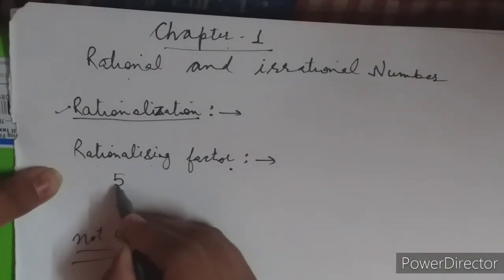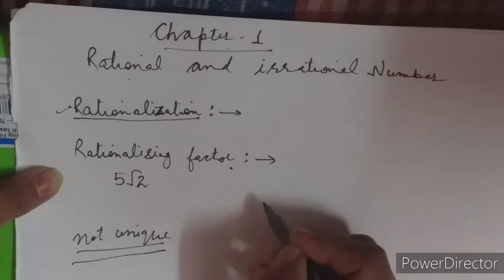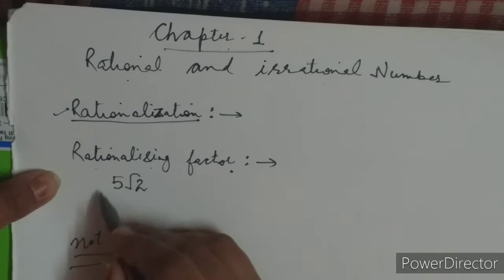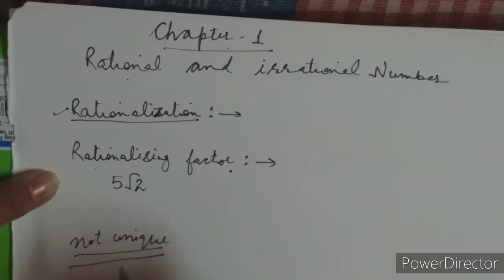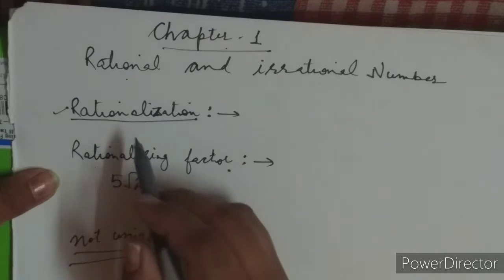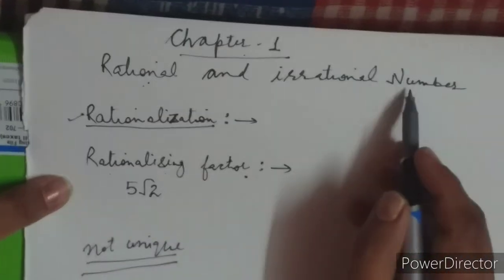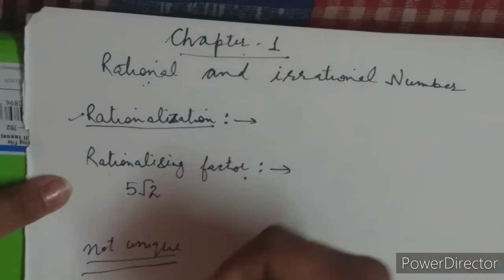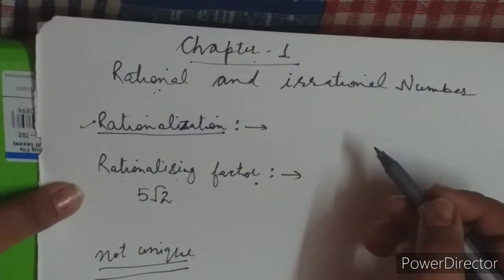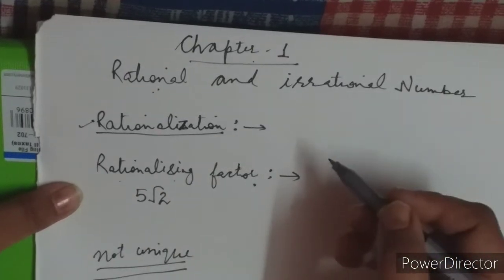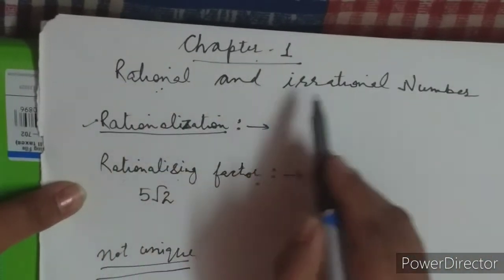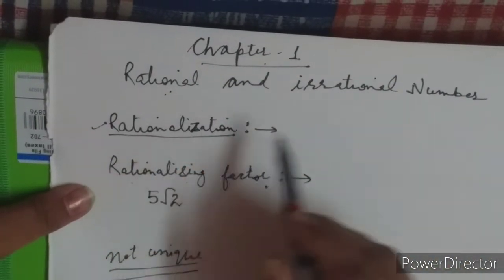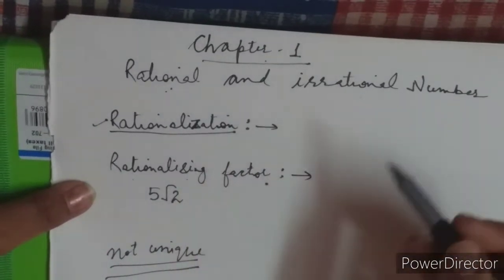Suppose I have a number 5 square root of 2. Very clearly, all of you can say that it is an irrational number. I hope that from this chapter the definitions of rational and irrational numbers are clear to you. If anybody wants me to explain the definitions also, please tell me so that I can make a new video on the definitions of rational and irrational numbers, because before you start any topic, it is very important to clearly know the meaning of these terms.